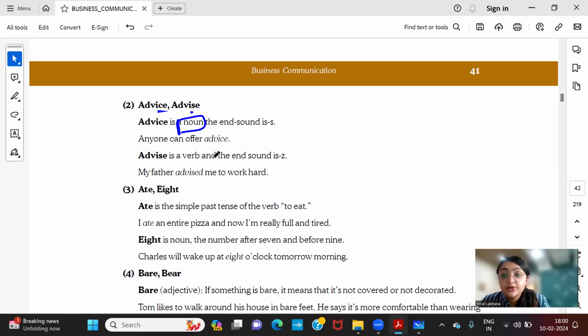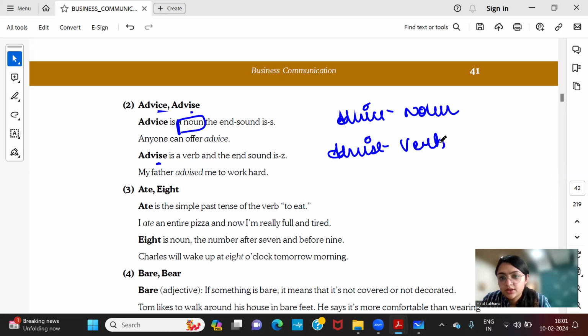Or if we are saying the father advised his daughter, then we are going to use the word with an S in the context of a verb. So we have advice, which is a noun, and then we have advise with an S, which is a verb. So the same pronunciation, but the spelling is different as well as the meaning is different.